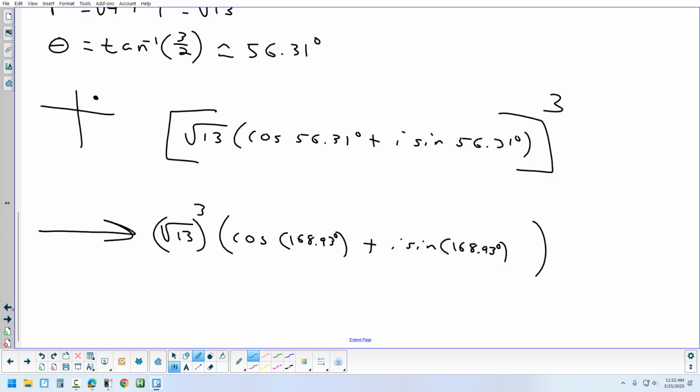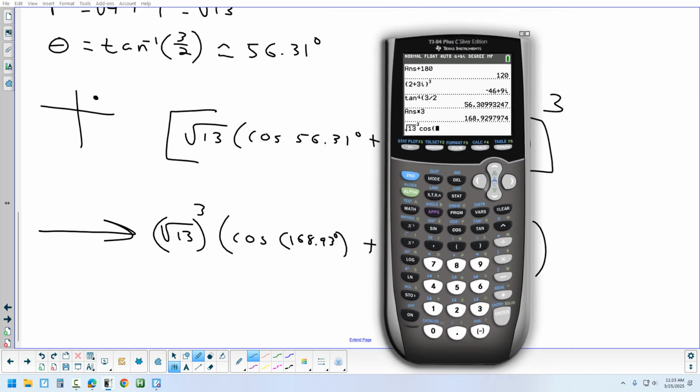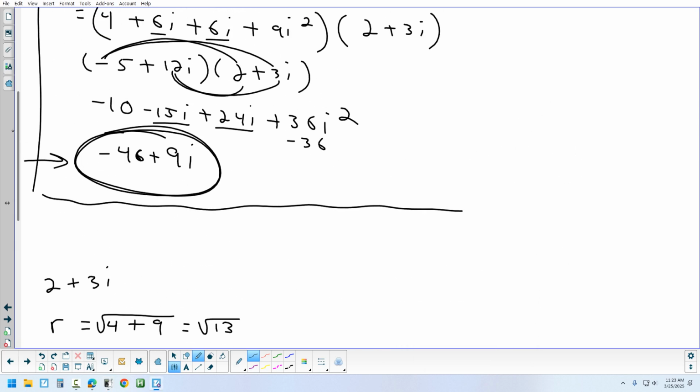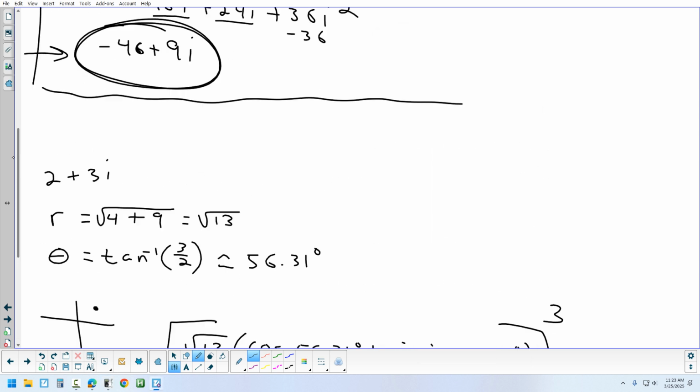Distribute. So take square root of 13 cubed and multiply that by the cosine of 168.93. And if I do that out, what number am I hoping I get? Negative 46. And we do. Okay. So doing it in trig form, I got the same real part. Now, take that, multiply it by the sine, distribute it out. And what number am I hoping I get this time?